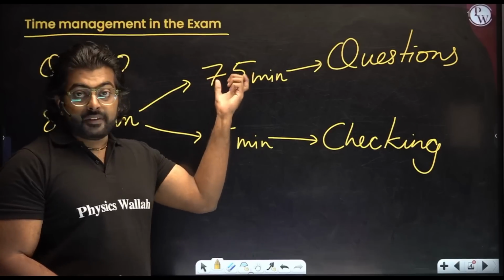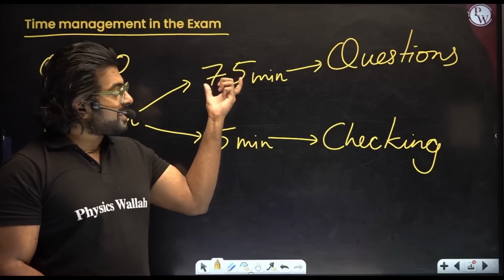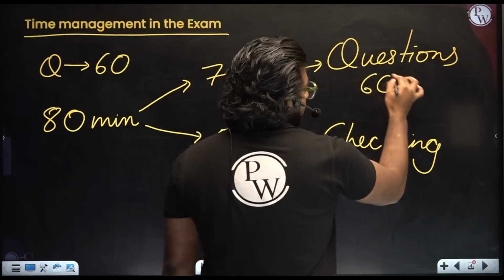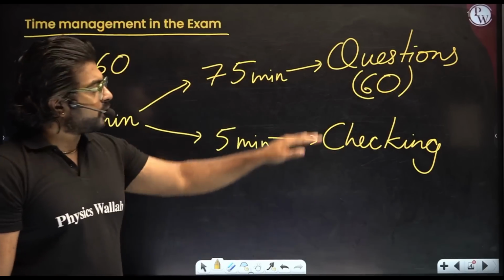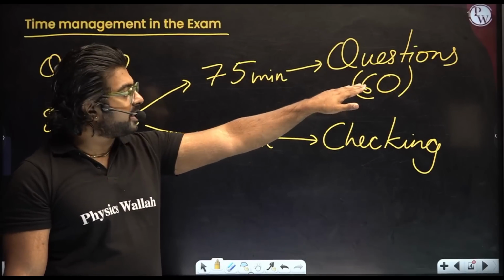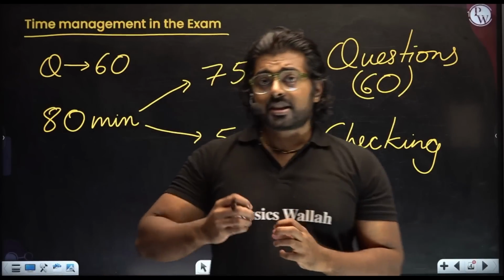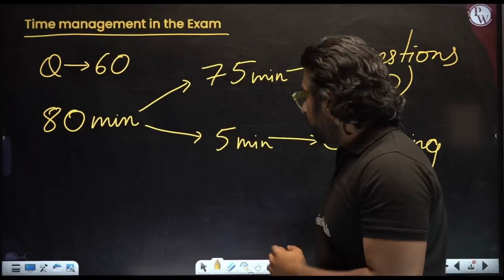So first one is 75, the second one is 5. So in 75 minutes, you have to solve all the questions. That is 60 questions in this 75-minute time slot. So you have roughly more than 1 minute here, 1 minute 15-20 seconds per question. So I'll also discuss how much time to allot to what type of question.